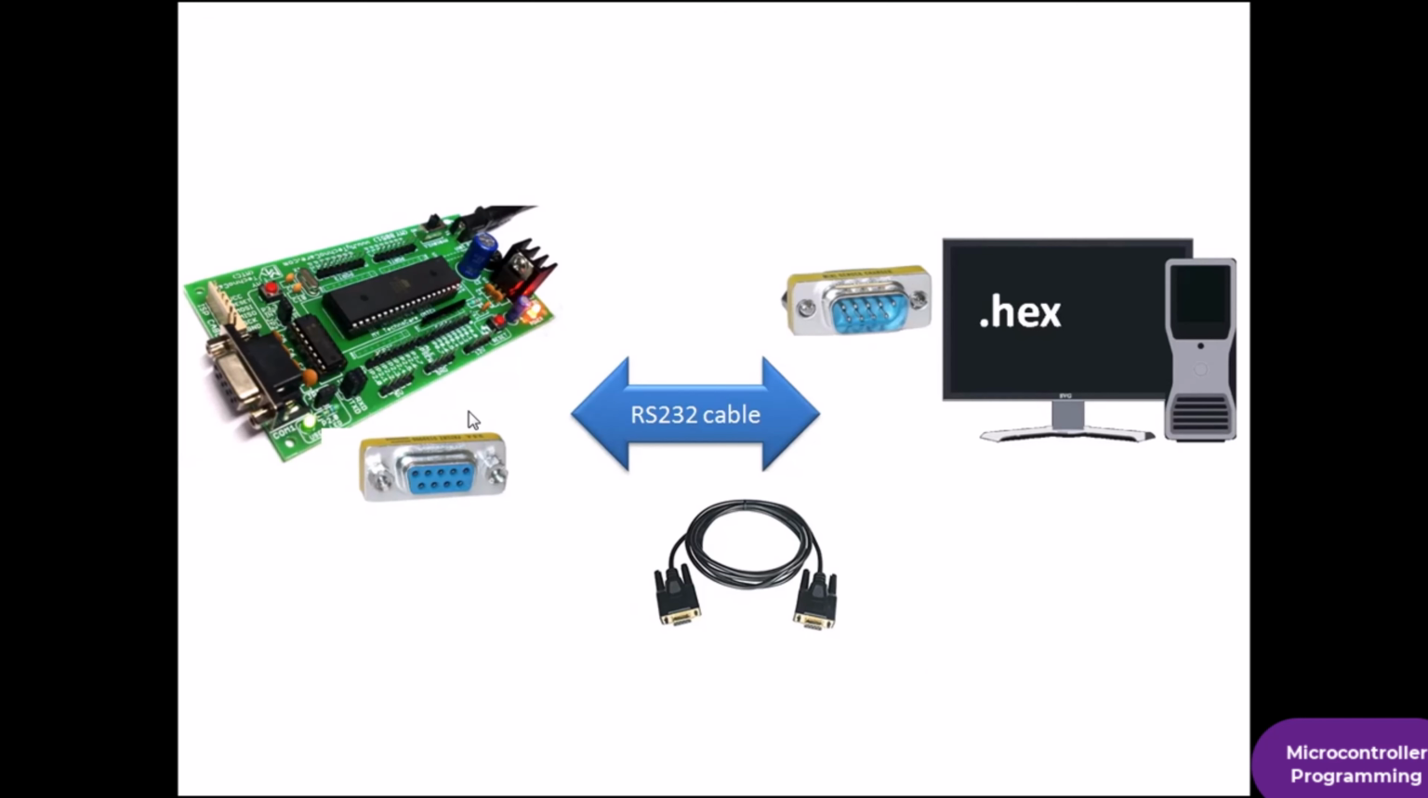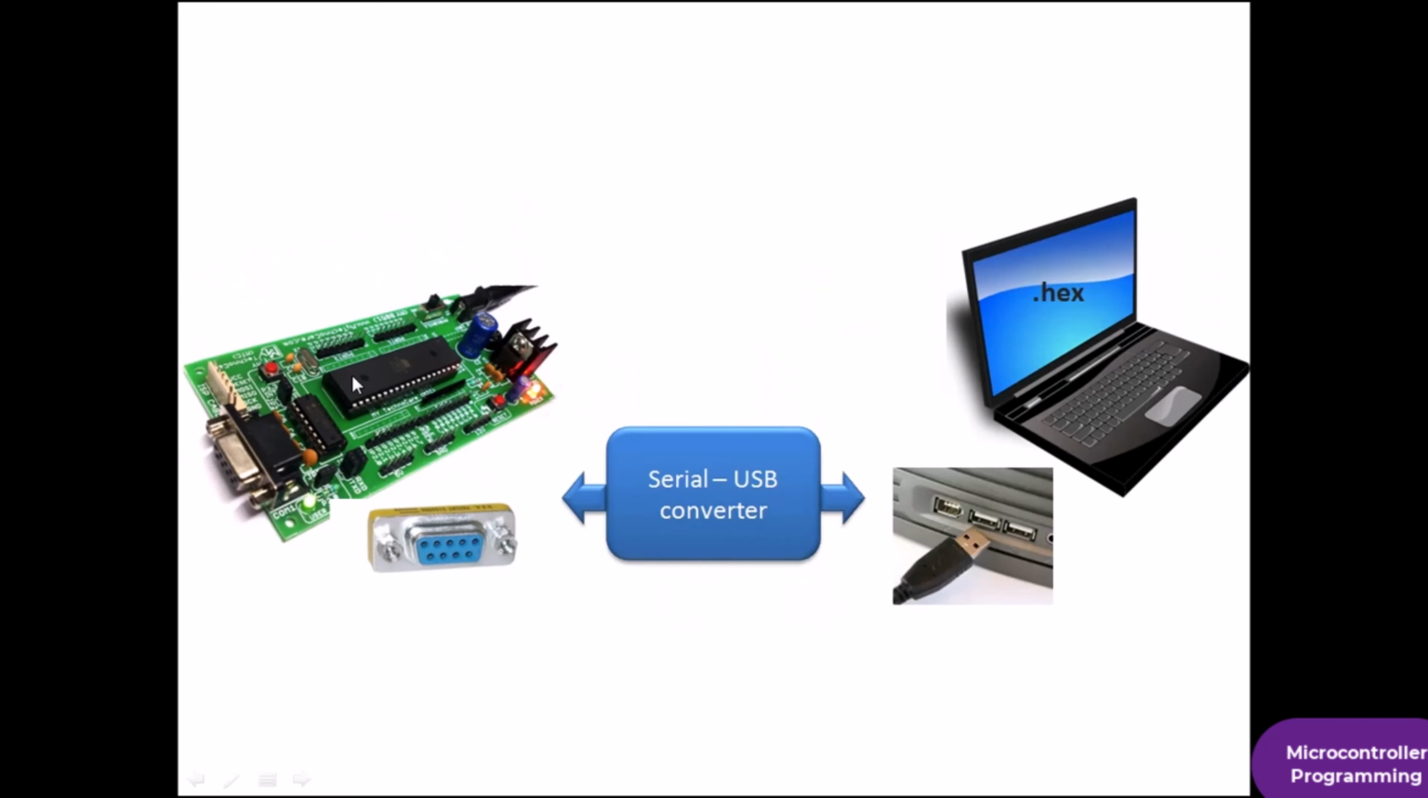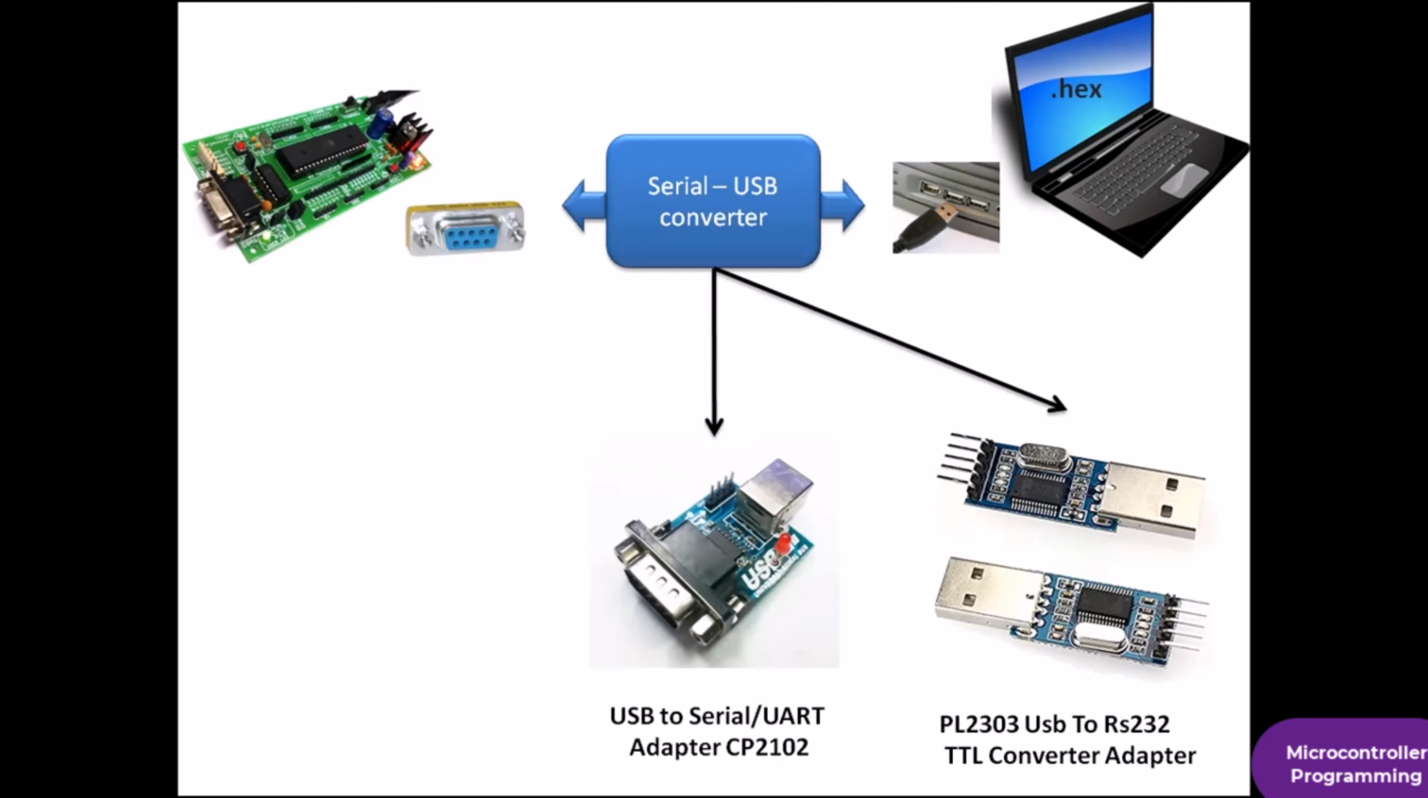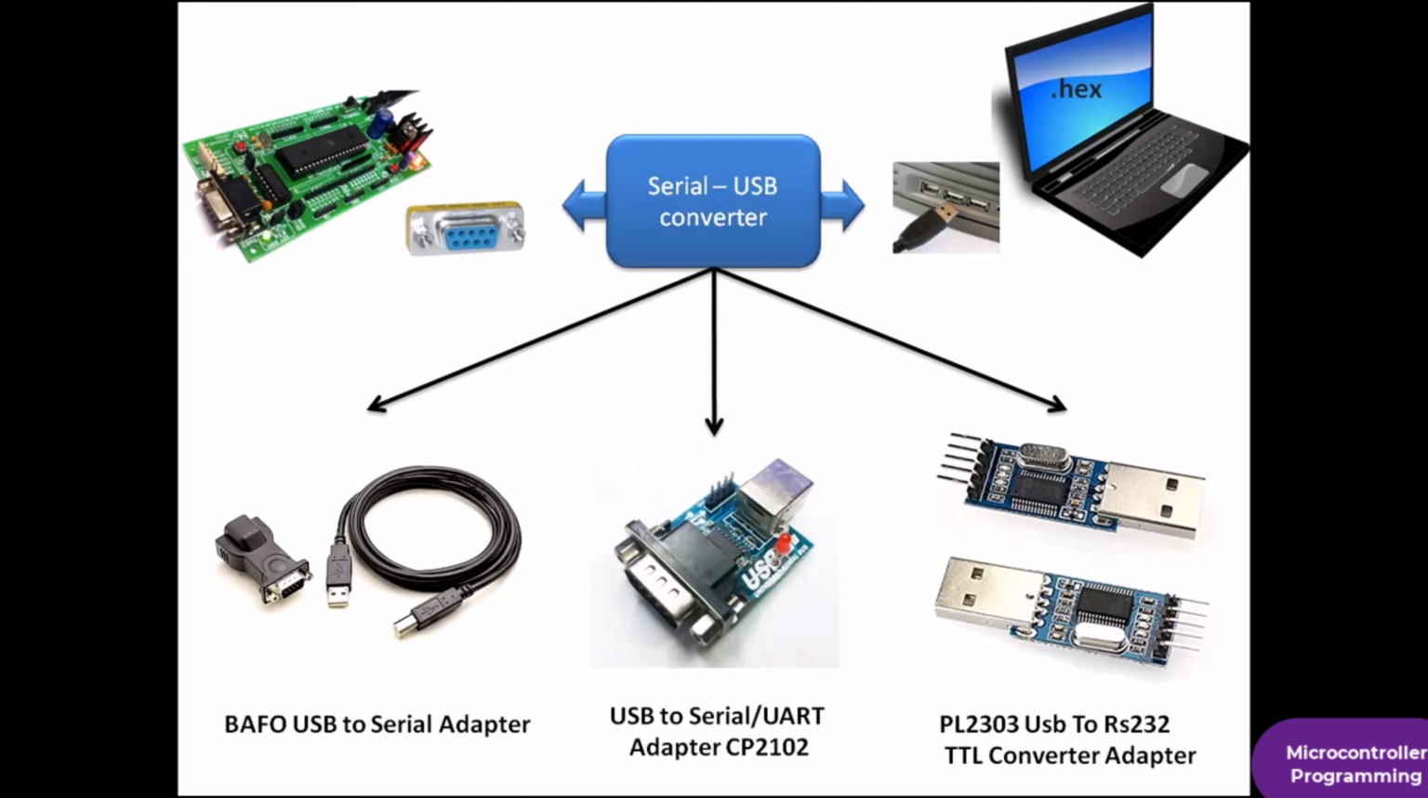If you are using a desktop PC with a serial port, then you can easily send data from the PC to the microcontroller using the serial port. You only need a MAX232 IC at the microcontroller side for voltage level conversion. But modern-day laptops normally don't have a serial port. In such a condition, we need to use a serial to USB converter to transmit data from the laptop to the microcontroller. There are different types of USB to serial converters available in the market.